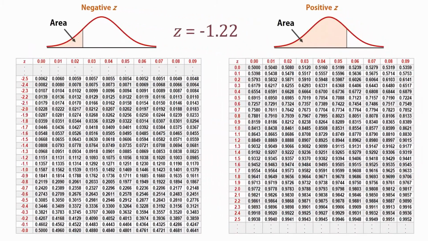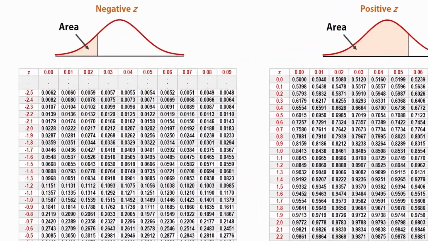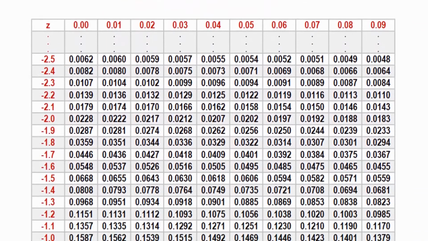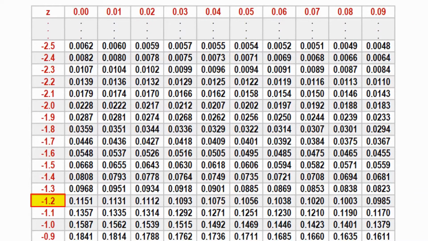To find the value of z equal to negative 1.22, let us use the negative z table. Then look at the first column, which is negative 1.2, and at the top, which is 0.02. So it corresponds to the value 0.1112.